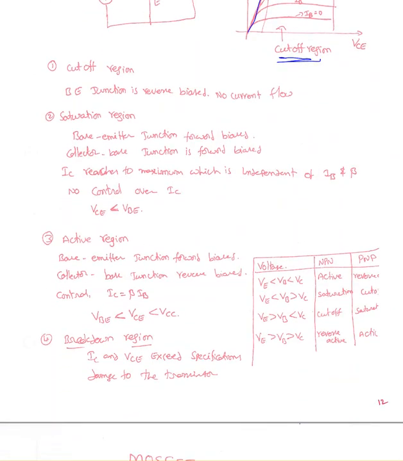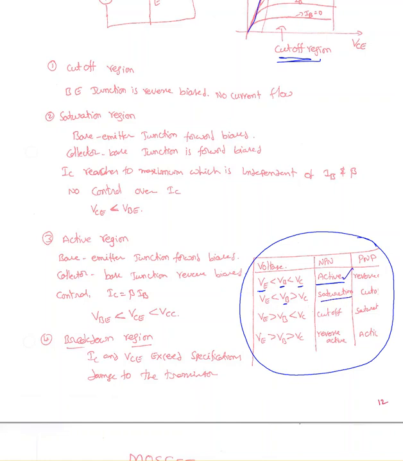Now, in the active mode of operation, what is the voltage range? If it is active mode, VE must be less than VB, which must be less than VC. If VB is higher than VE and VC, that's saturation mode.